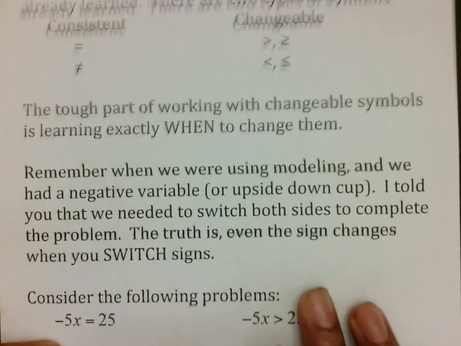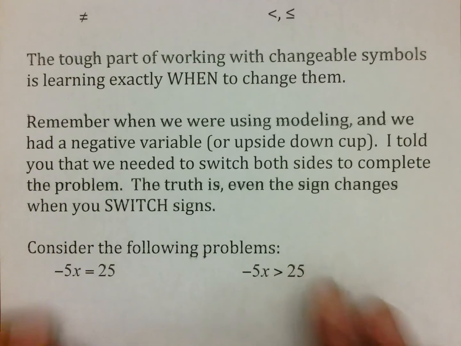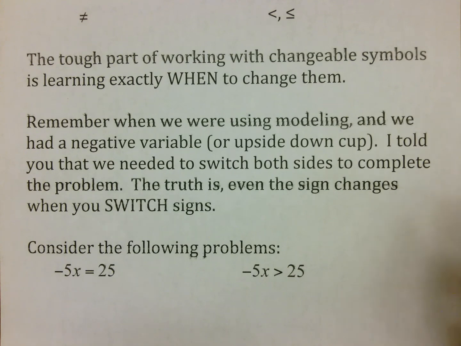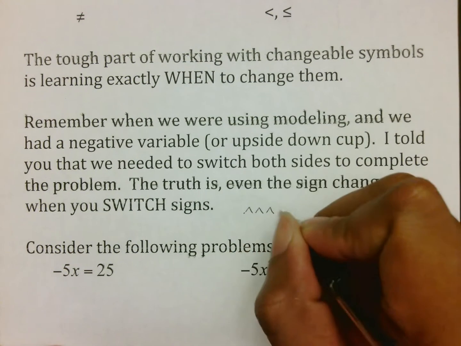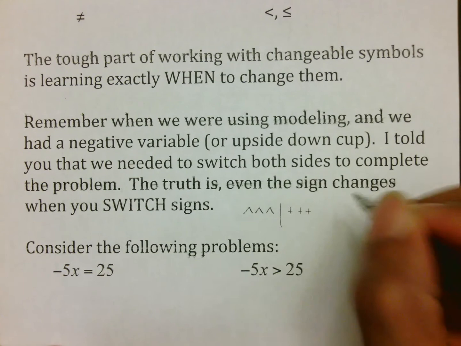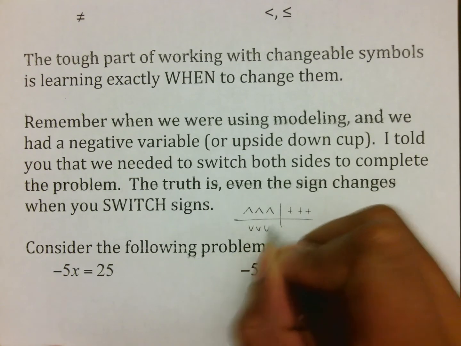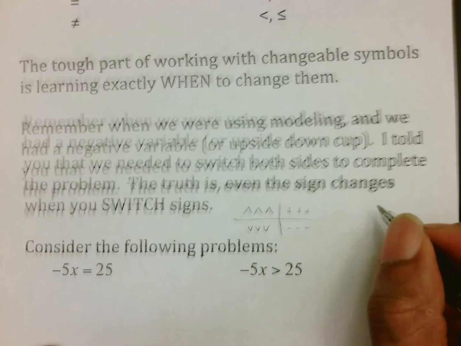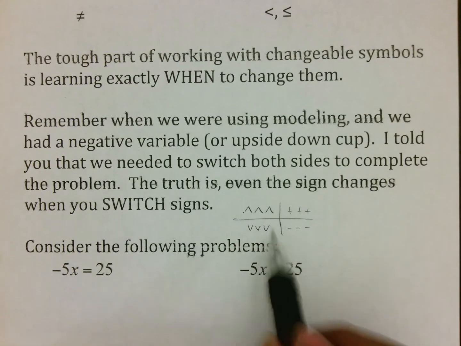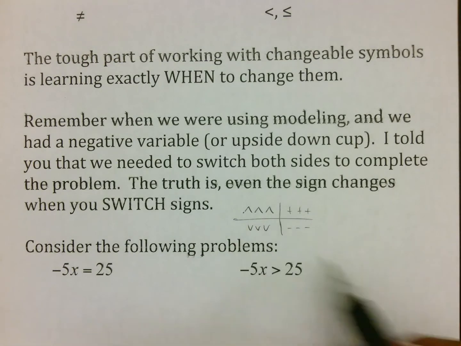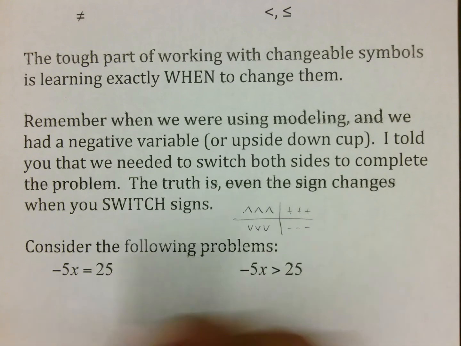The tough part of working with changeable symbols is just learning exactly when to change them. Every time I start teaching this, I have kids just flipping signs like crazy, and you're not even supposed to touch them in 90-something percent of the situations you're in. So just remember, when we were using modeling and we had a negative variable or upside down cup, and I told you that if you had an upside down cup with, let's say, 3 pluses, you had to flip over those cups and make that 3 negatives. Well, anytime you are switching signs, that middle sign would also switch. So again, the truth is the sign changes when you switch signs.